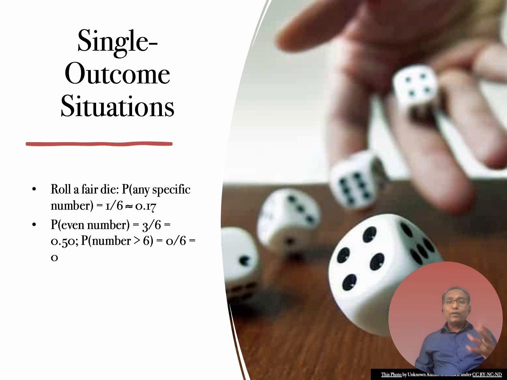Outcomes like these, where we're looking at just the probability of a single outcome, are called single outcome cases, and these are pretty simple. You just look at the number of possible ways of getting that outcome divided by the total number of possible outcomes. No further rules are required for this. In the next slide, we'll talk about more complex situations where you are interested in multiple outcomes. That's when the rules come into the picture.